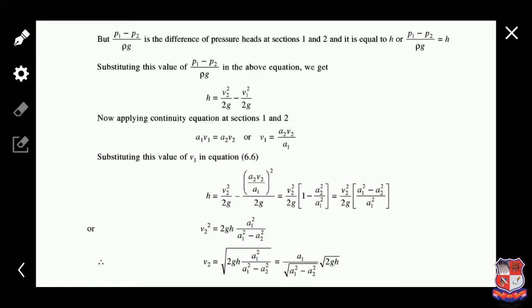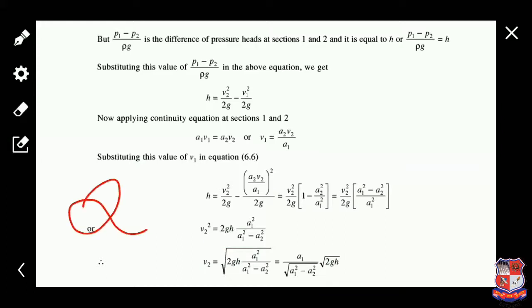Now we get the value of V2 from the small h equation. So V2² = 2gh A1²/(A1² − A2²). Now from both sides we can remove the square. So V2 = √(2gh A1²/(A1² − A2²)). So this equation gives the V2 value.